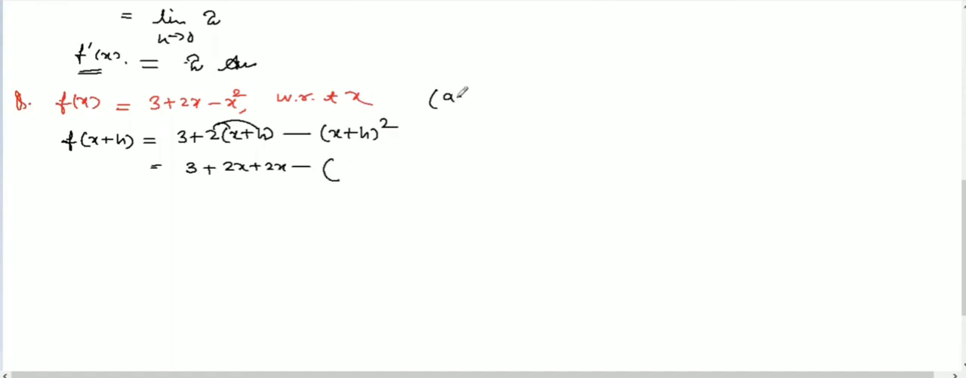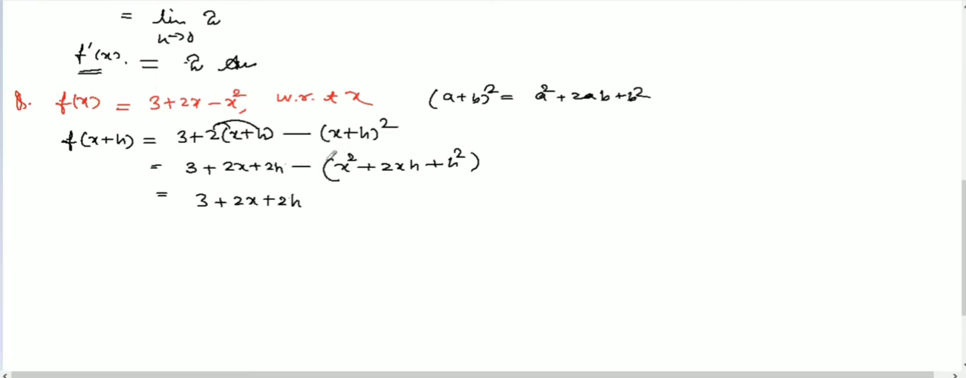So write down the formula of a plus b whole square here, which is a square plus 2ab plus b square. So write down here x square, plus 2xh plus h square. Now simplify more, 3 plus 2x plus 2, we are multiplying by h here. So we'll write it down here h.